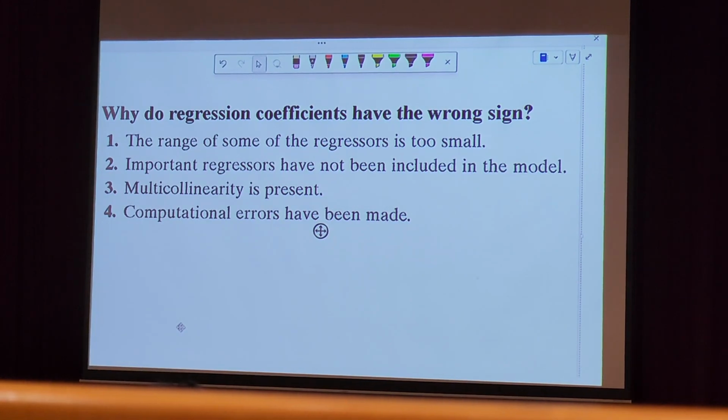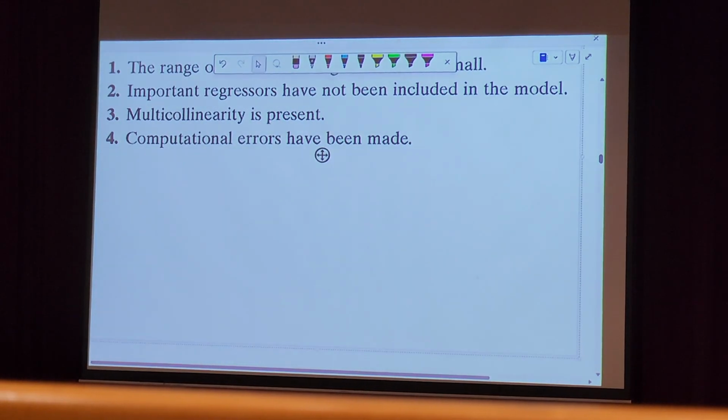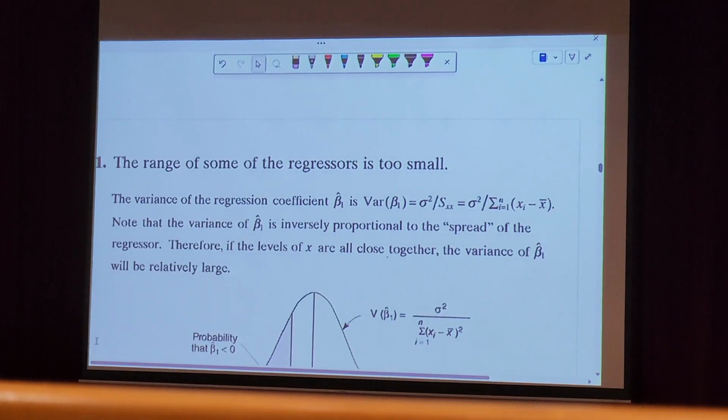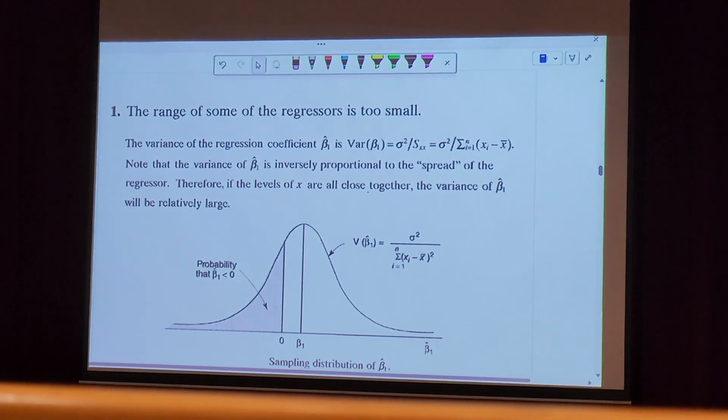Two, important regressors have not been included in the model. Three, multicollinearity is present. Multicollinearity also causes problems. Well, we'll see how. Four, computational errors have been made. You make big blunders. That one I will not explain, because it's just computational errors. Maybe you didn't enter the data correctly, or some other reason.